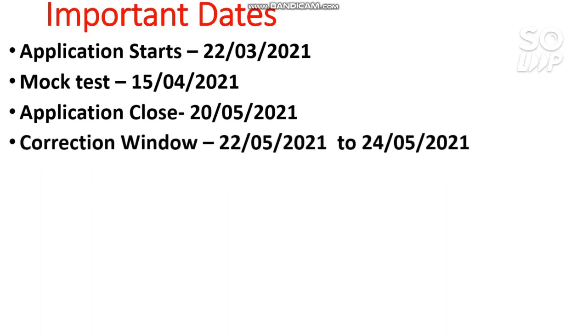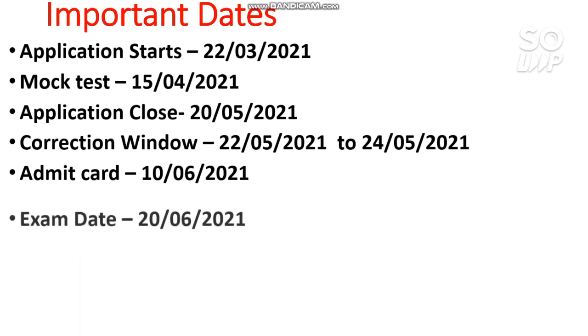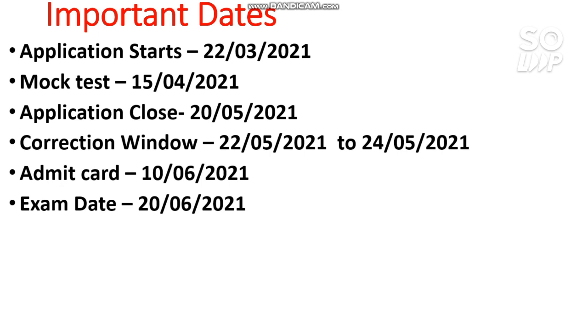There will be a correction window to change something. Some data will be available to change, but some data is not, such as your name, date of birth, photo, and signature. Those data cannot be changed, so be sure about this, and don't forget to watch my next video, the live application form. The correction window will be open from 22 May to 24 May, the admit card will be available from 10th June, the exam date is 20 June 2021, and the result will be declared on 6th July 2021.